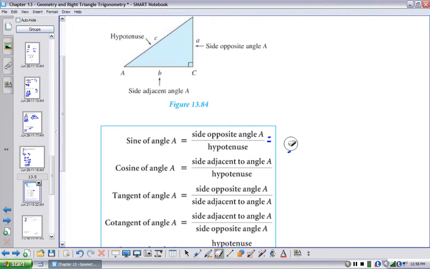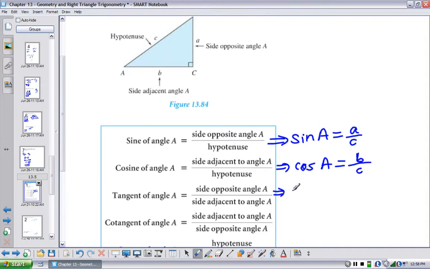And we'll go ahead and rewrite this because we have a shortcut notation. For this, we would normally say sine, S-I-N, A is the side opposite A. This is little a over the hypotenuse of C. Then we have cosine, abbreviate COS of A. That's the side adjacent to A, which is little b, over the hypotenuse, which is C. Then we have tangent. We abbreviate that TAN of A. Then it's going to be opposite, which is A, over adjacent, which is B.